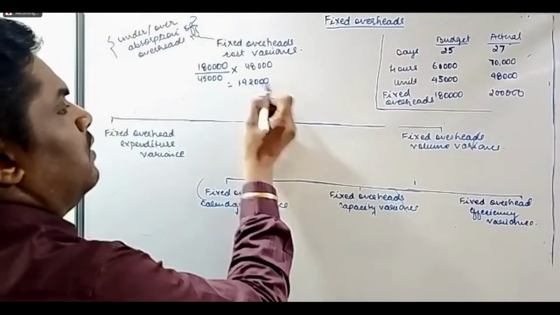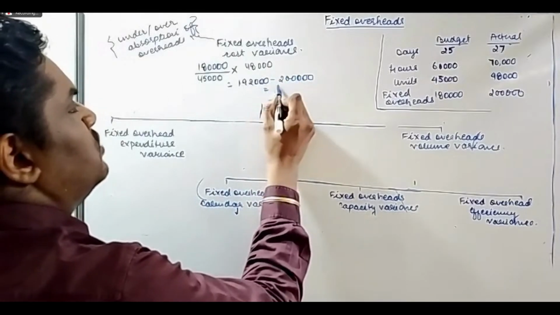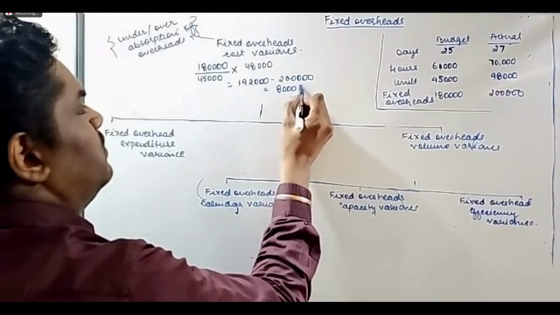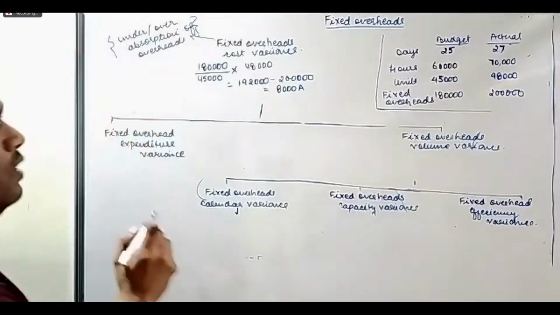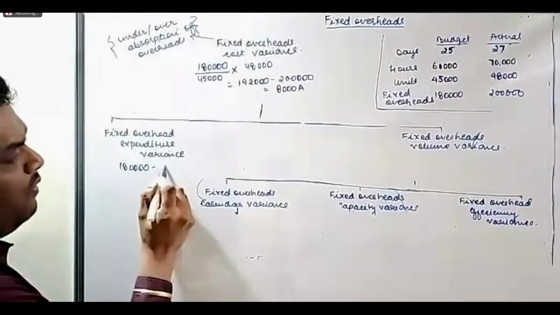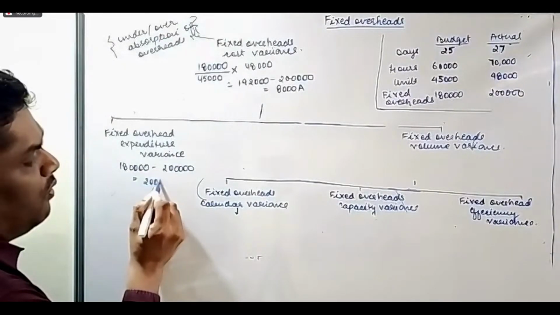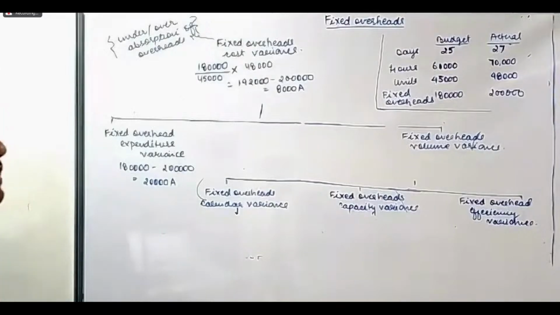1,92,000. And my actual overheads are 2 lakh. So this will be 8,000 adverse. Cost variance straight away 1,80,000 minus 2 lakh, 20,000 adverse.